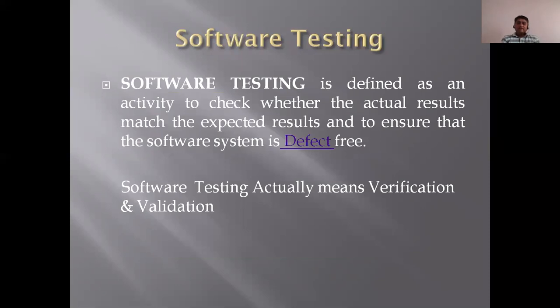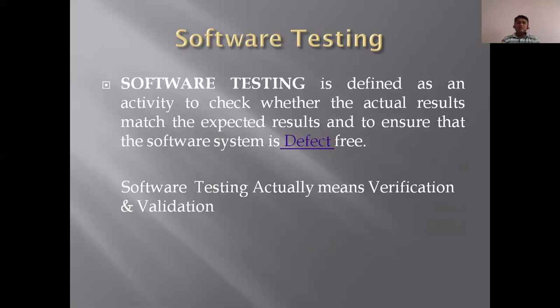Now, software testing is a phase of SDLC. It is defined as an activity to check whether the actual result matches the expected result, to ensure that the software system is defect free. For example, when we do the addition 5 plus 4, that is 9, we simply check whether 9 occurs in the output or not. We check the input and output. That is called software testing. It means your software will be defect free, with no error, no fault, and no failure in your software system.